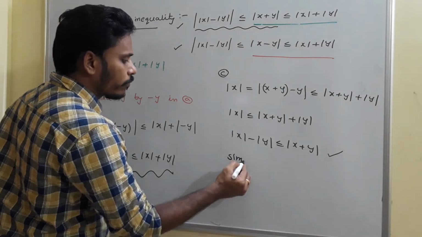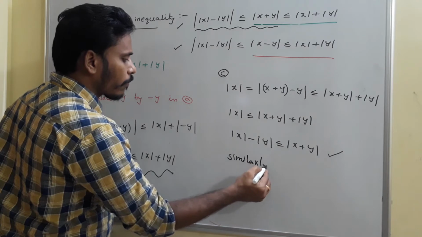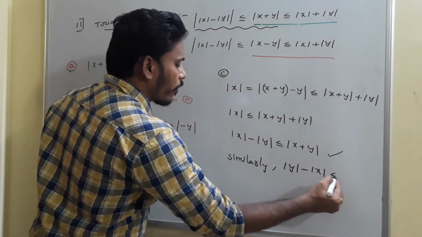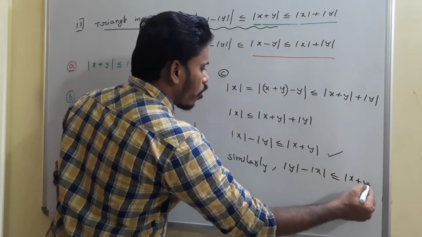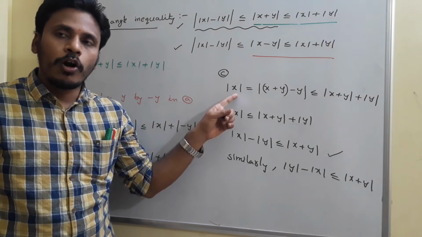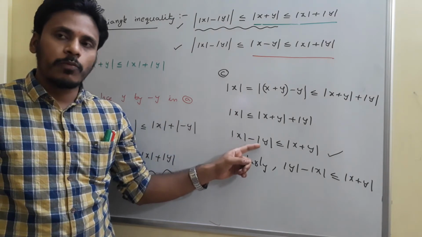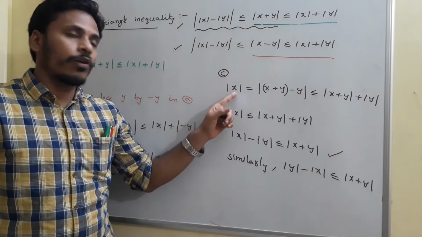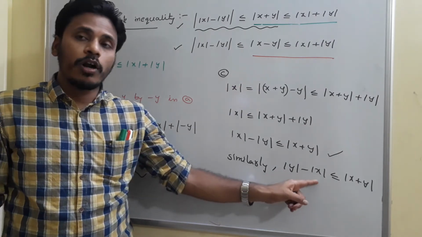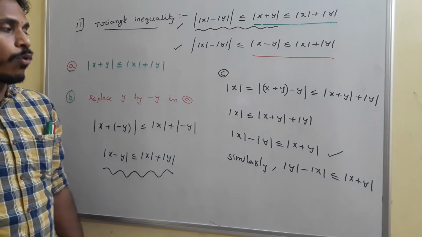Similarly, we can prove modulus of y minus modulus of x is less than or equal to mod x plus y. Why? Because if you start your work with mod x, you will get mod x minus mod y. Whereas if you start your work with modulus of y in a similar manner, you will get that mod y minus mod x is less than or equal to mod x plus y.